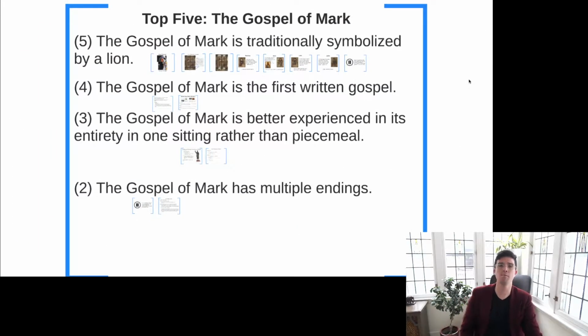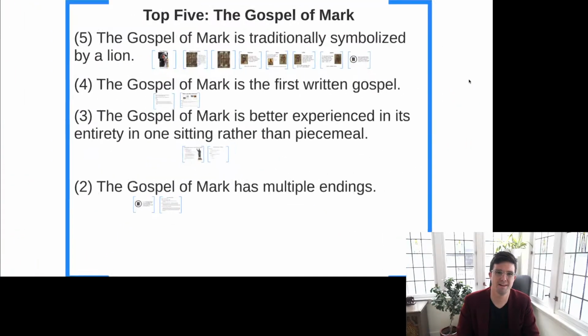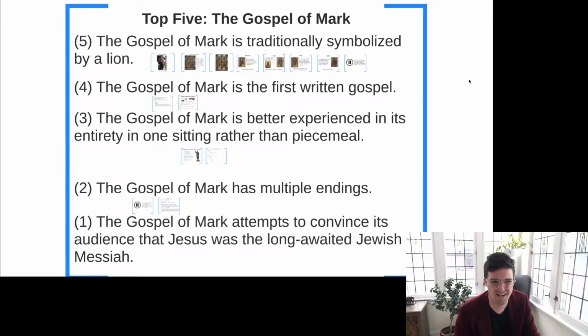And our number 1 thing to know about the Gospel of Mark. Oh, here it is. The number 1 thing to know about the Gospel of Mark is that it aims to convince its audience that Jesus was the long-awaited Jewish Messiah. So here we have a real reflection of our course thesis. We're going to talk about that in just a second.